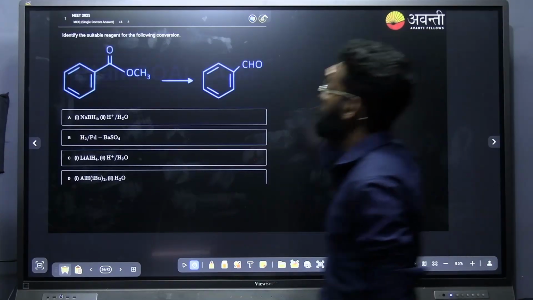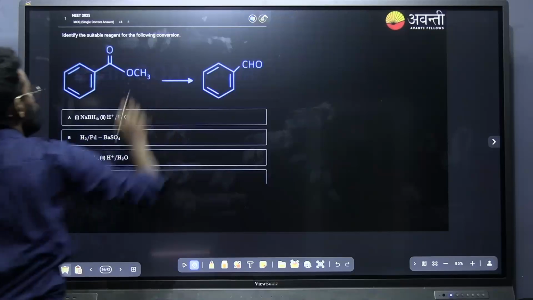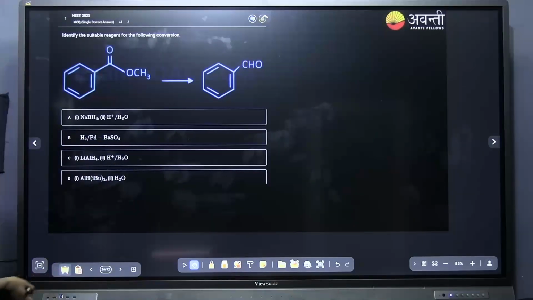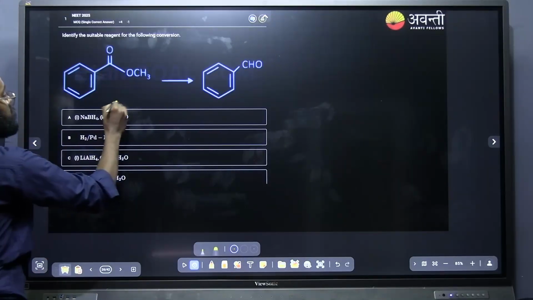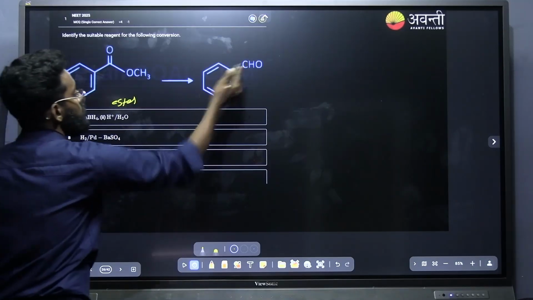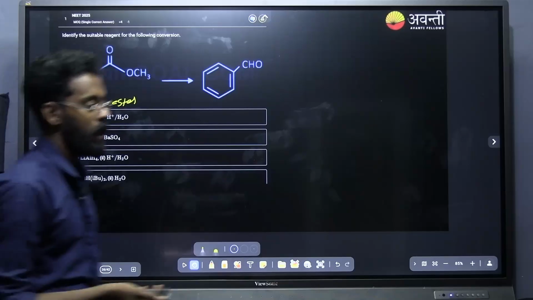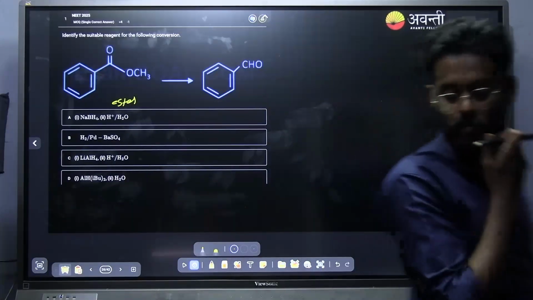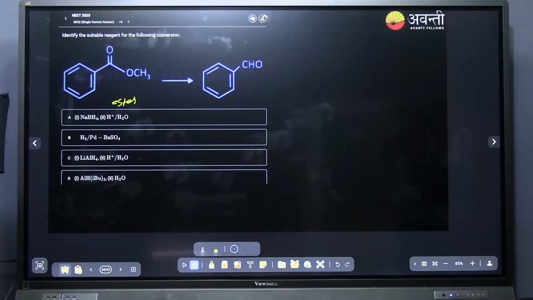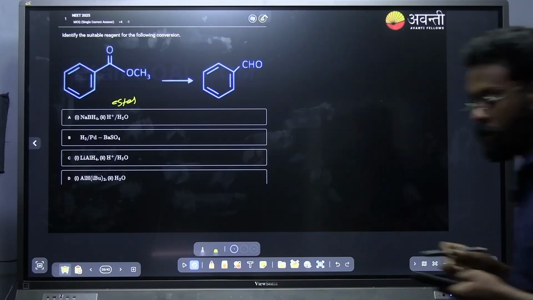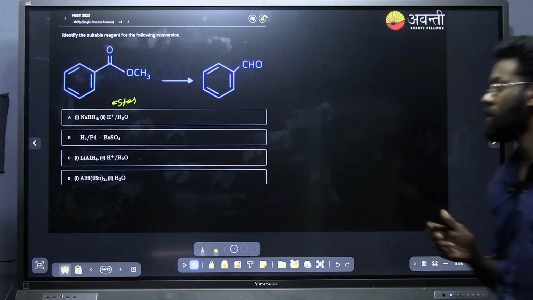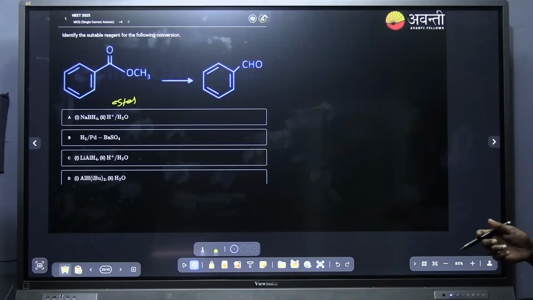The first one: identify the suitable reagent for the following conversion. This is an ester, and this ester is converting into an aldehyde. Just go through it and let me know the answer. Option D. Very good. Option D is the correct one. All of you are agreeing with option D, right?